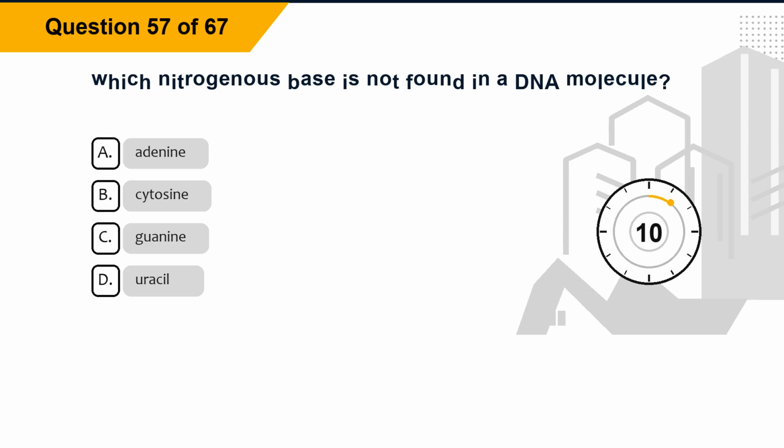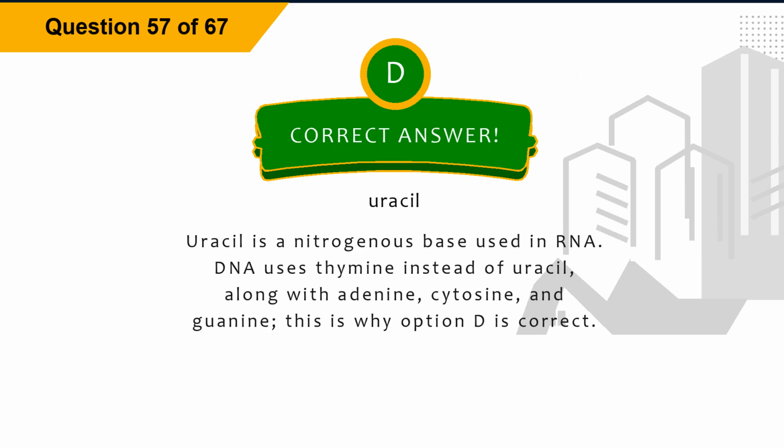Question 57. Which nitrogenous base is not found in a DNA molecule? Option A, adenine. Option B, cytosine. Option C, guanine. Option D, uracil. The correct answer is option D, uracil. Explanation: uracil is a nitrogenous base used in RNA. DNA uses thymine instead of uracil, along with adenine, cytosine, and guanine. This is why option D is correct.